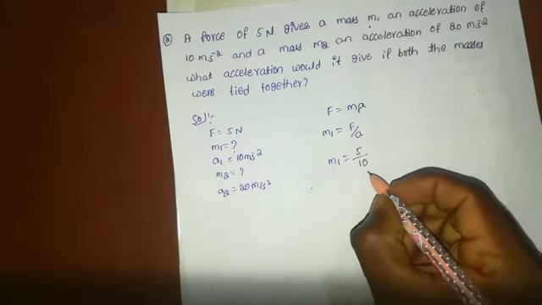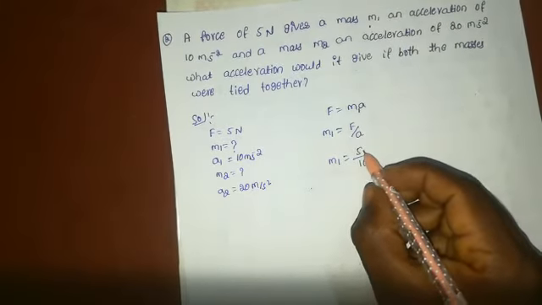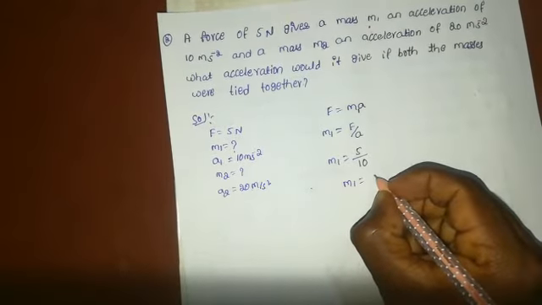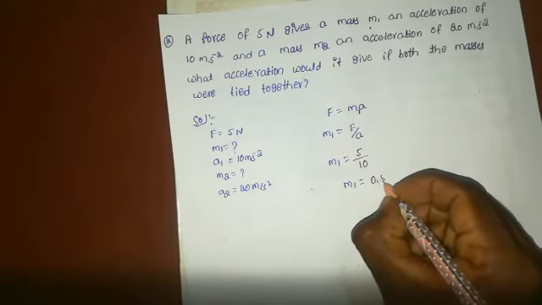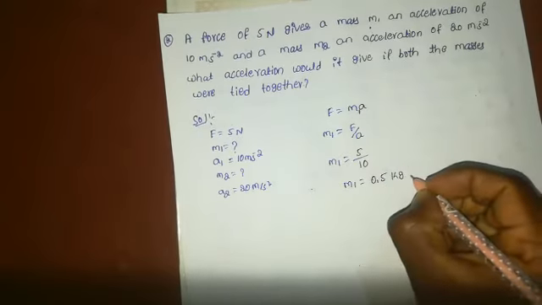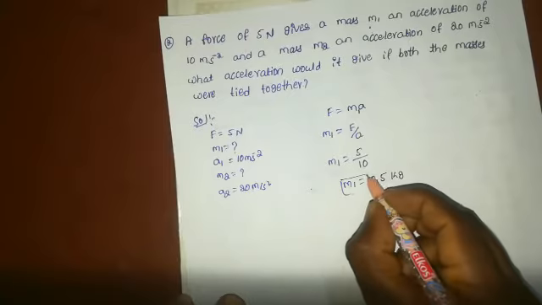When we divide 5 by 10, we get m1 is equal to 0.5. What is the unit of mass? That is kg. So m1 is 0.5 kg.